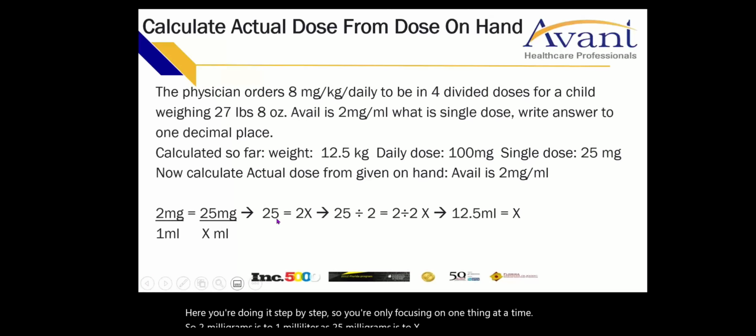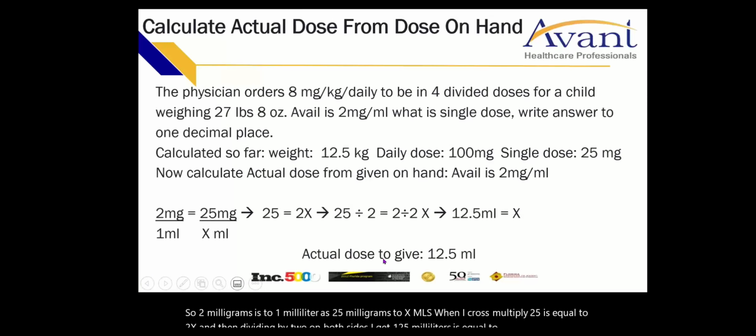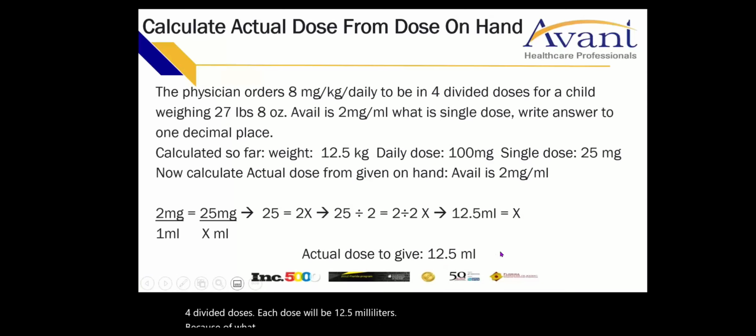When I cross multiply, 25 is equal to 2X, and then dividing by 2 on both sides, I get 12.5 milliliters is equal to X, right? So the actual dose I'm going to be giving is 25 milliliters, right? That's how I get my 8 milligrams per kilogram in 4 divided doses. Each dose will be 12.5 milliliters because of what I have on hand.